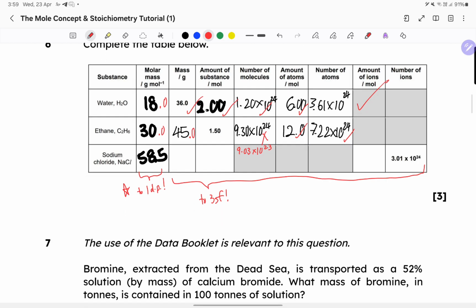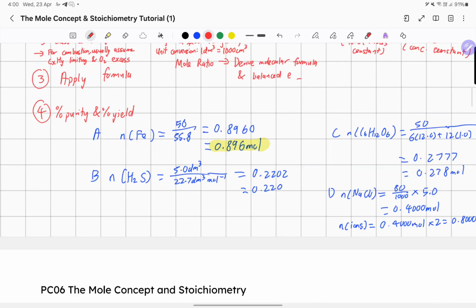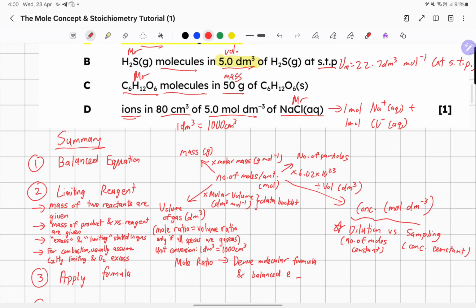For the last row, you are only given the number of ions. So how you're going to do this is, maybe we do from the back. From number of ions, you want to try to get to amount of ions. Actually, you just need to divide by the Avogadro's number. Because if you see in the flowchart, you want to get from number of particles, and this particle will represent atoms, molecules, ions, or even electrons.